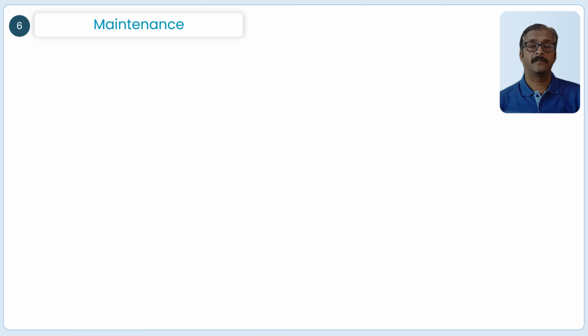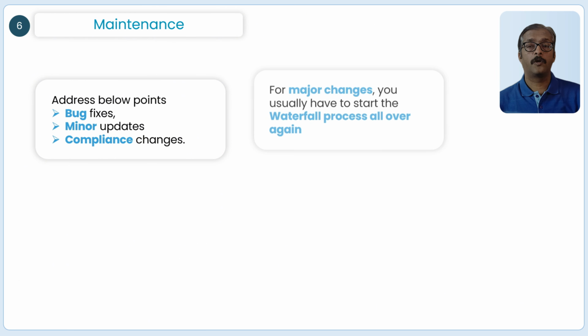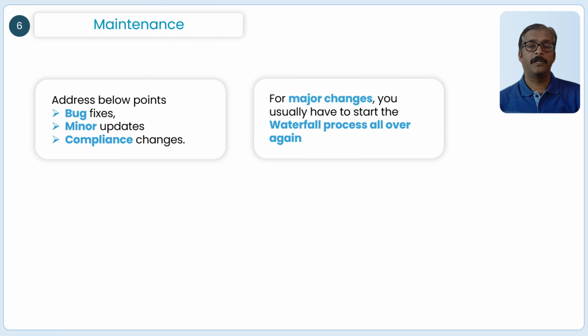The last phase is maintenance. After deployment, the maintenance phase begins. In this phase, you need to address bug fixes, minor updates, and implement any compliance-related changes. However, if you want to make big changes, you usually need to start the waterfall process all over again.